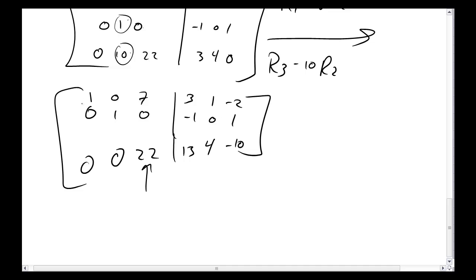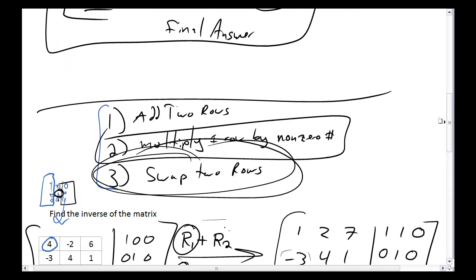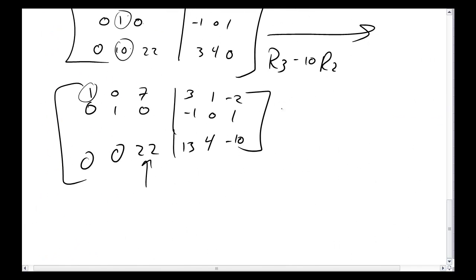It's also not going to help me to add row 1, because again, if I start adding or subtracting row 1, I'm going to have a number that starts to show up here, and we've gone to a lot of trouble to get this to be a 0. So now it's time to do one of our row operations where I multiply a row by a non-zero number. So I'm going to do 1 over 22 times row 3.